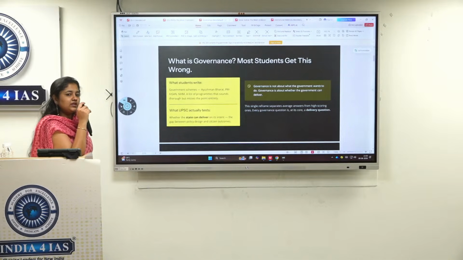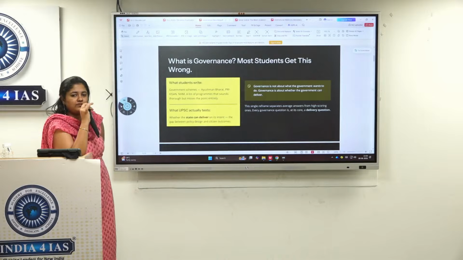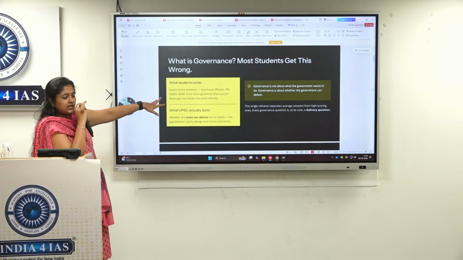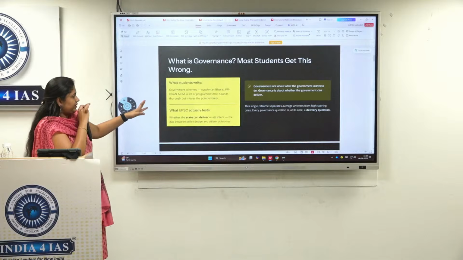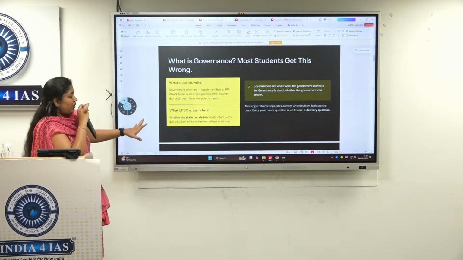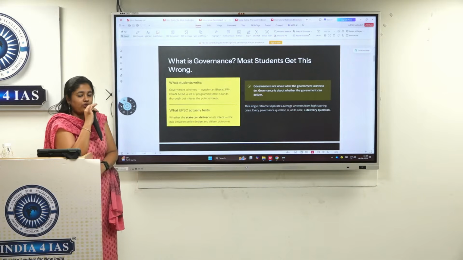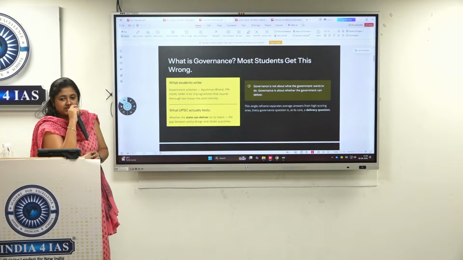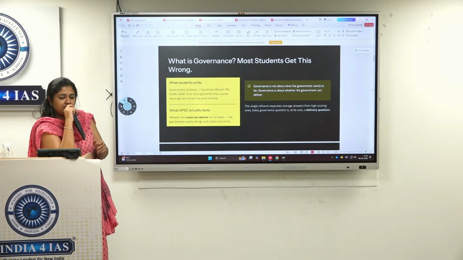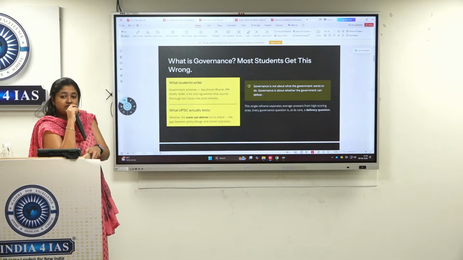So many people think that we will fill the governance paper with schemes. You write Ayushman Bharat, you write PM Kisan. So what exactly is the demand? What exactly does UPSC want you to analyze? See if there is a policy in place, whether a policy formulation is required, or whether the policy which has been formulated is being implemented. Is there a gap between policy formulation and policy implementation?